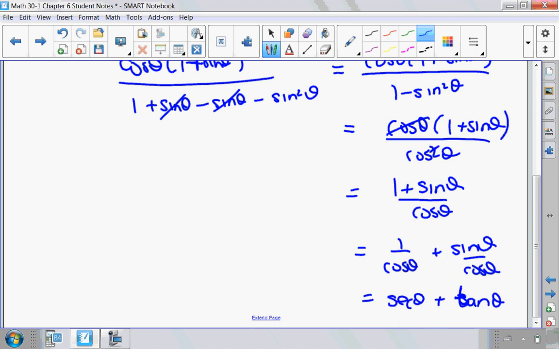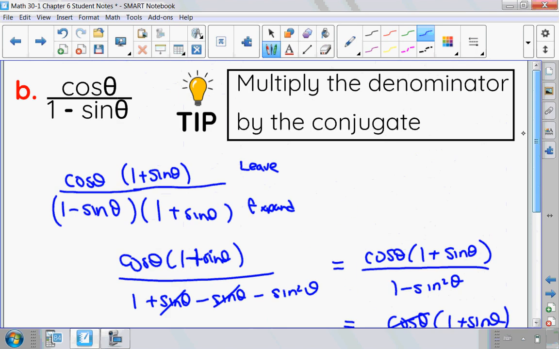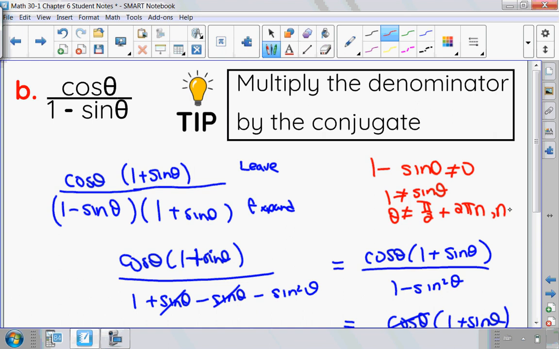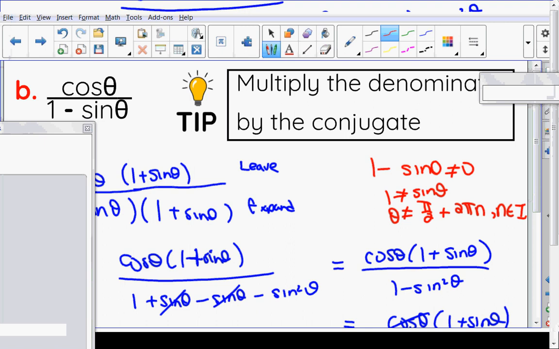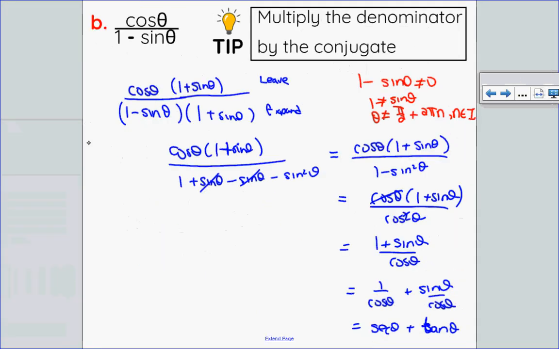Now let's go back up here and see if I have any restrictions, because I did not state those. I do in fact have some restrictions. So I have 1 minus sine theta cannot equal 0, which means 1 cannot equal sine theta. And think about where sine theta hits 1. You can think y coordinate of a unit circle, or you could think of the graph of sine. I know that that's going to happen at pi over 2 plus multiples of the period. So there would be my restriction, and of course my final answer at the bottom there.